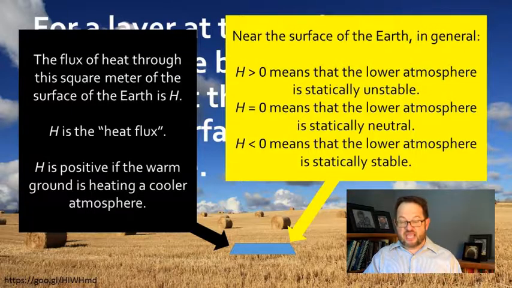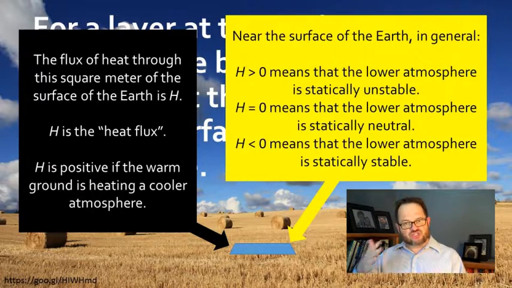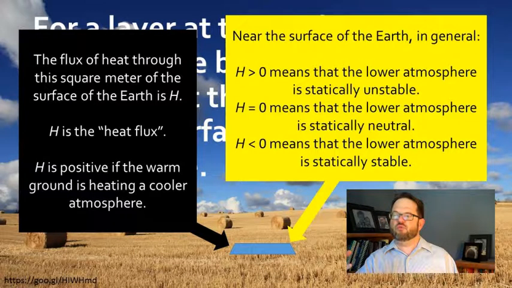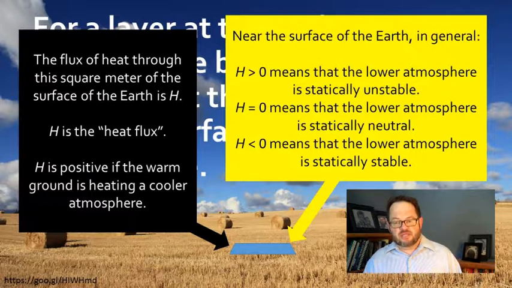I'll skip down to H is negative. If H is negative, well, that means that the atmosphere is warmer than the ground. The cold ground, like maybe at night, is touching the warm air and heat is being extracted by conduction from the warm air into the ground. That's a negative heat flux. We're cooling the bottom of the layer, making it less and less likely that these air parcels are going to be able to rise because they're colder than the air around them. If we try to lift them, they're going to be colder. They're just going to sink back down to the surface. And of course, H being equal to 0 is the statically neutral situation.